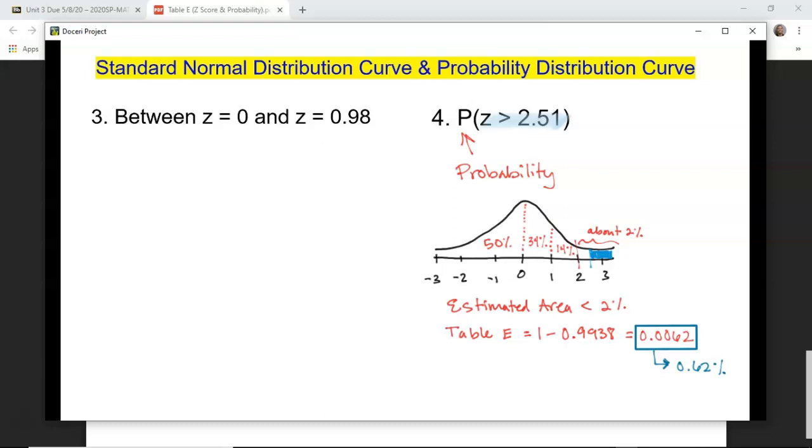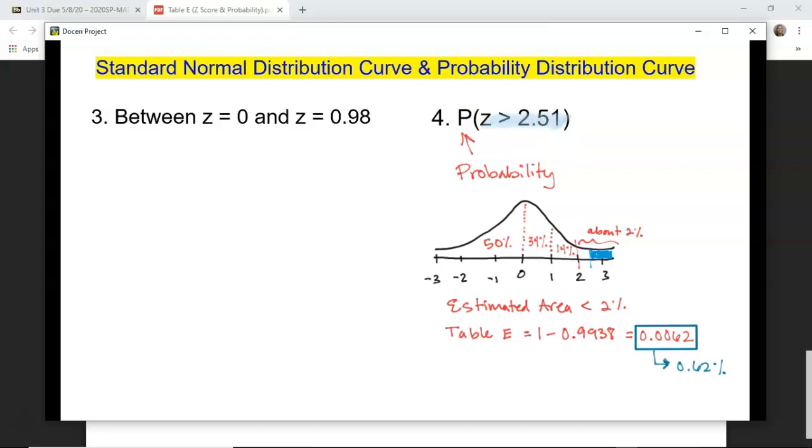So whether it asks you to find the area to the left, to the right, or between, these are the cases. And if it asks you to find a probability, it's no different than asking you to find the area to the left, to the right, or between. You just have to pay careful attention to the symbols here. So if it's greater than, that one's to the right. If it's less than, that's to the left. And if it has two values in the probability statement, that will be the area in between.